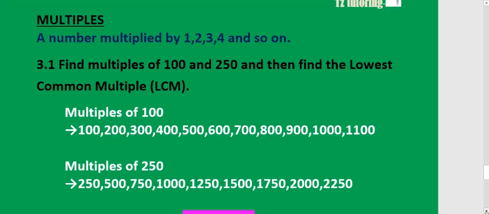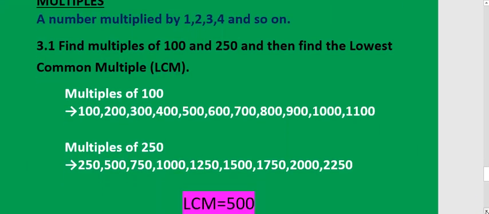Multiples. Now multiples are easy. We've looked at them before when we were rounding off. Multiples of 100, very easy. We must list multiples of 100. So you keep adding 100 to itself. So multiples of 100 would be 100, 200, 300, 400, 500, 600, and so forth. Okay, and multiples of 250, keep adding 250, so you get 250, 500, 750, 1000, 1250. I think we could see how this goes.